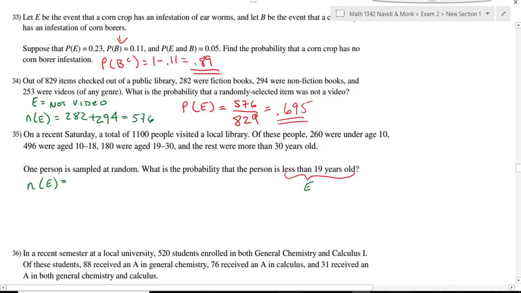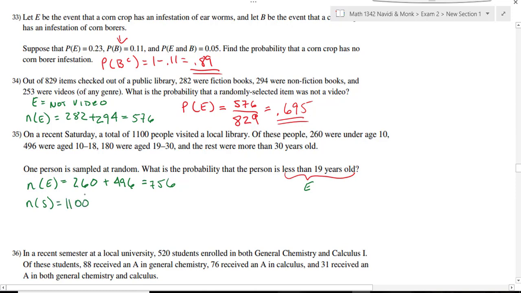How do I determine the number of elements in my event? Well, I look at the total count of people that are less than 19 years old. So I have 260 that were under 10, that's less than 19, and I have 496 that were aged 10 to 18, that's still under 19, and then that's where I got to stop. What do I end up with? Is it 756?